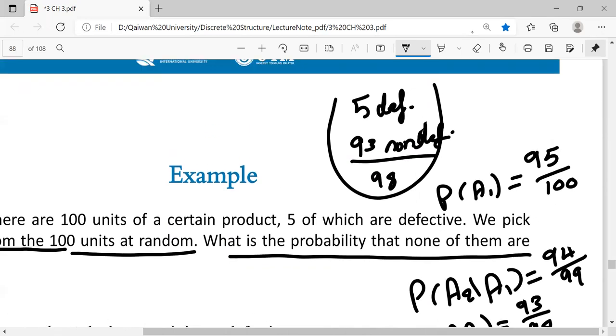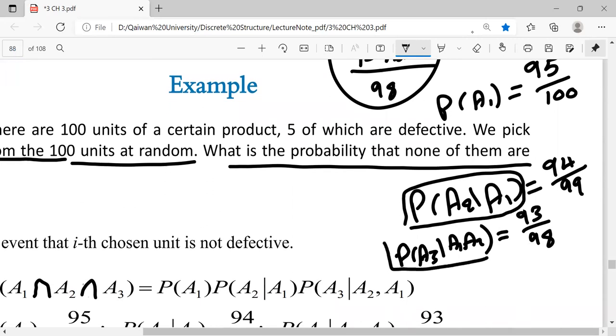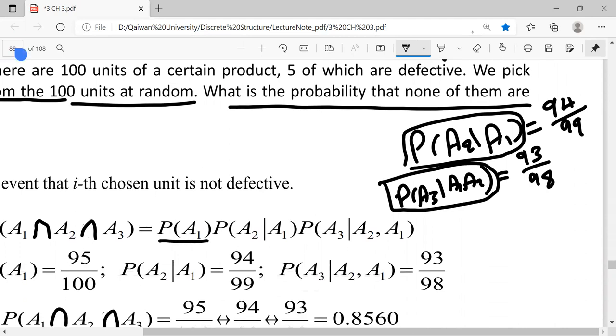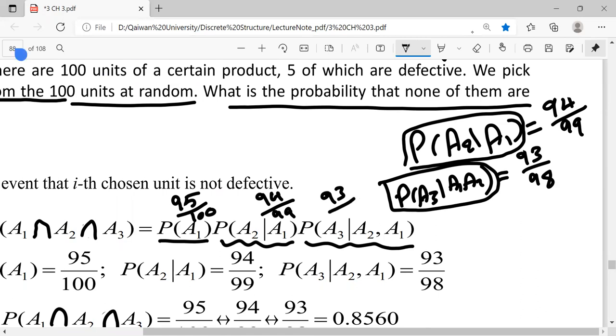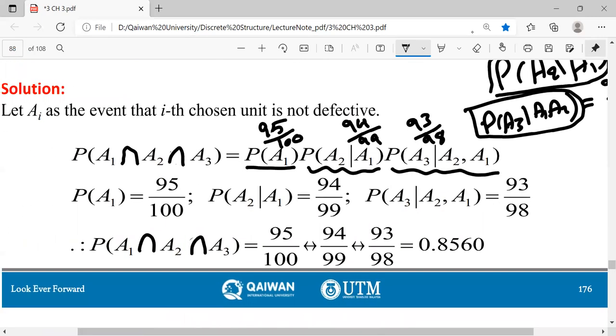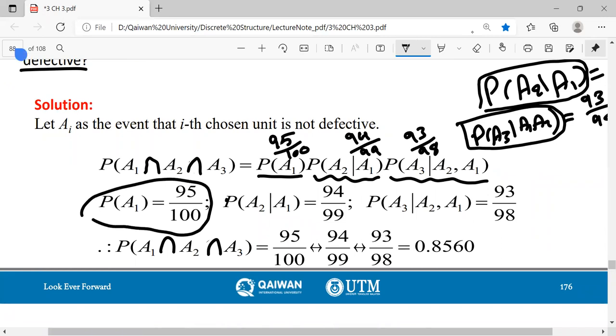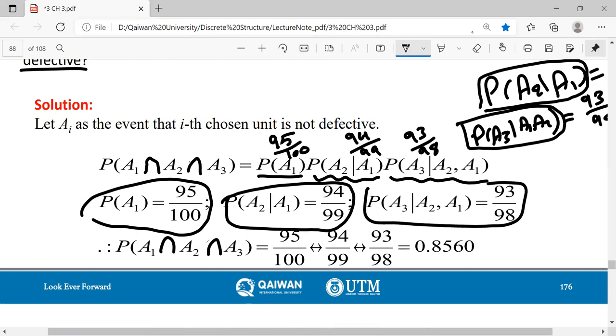The probability of choosing 3 non-defective is probability of A1 multiplied by probability of A2 given A1 multiplied by probability of A3 given A1 and A2. Probability of A1, we found, is 95 of 100. Probability of A2 given A1 is 94 over 99. Probability of A3 given A2 and A1 is 93 over 98. We just multiply these 3, we get the result.